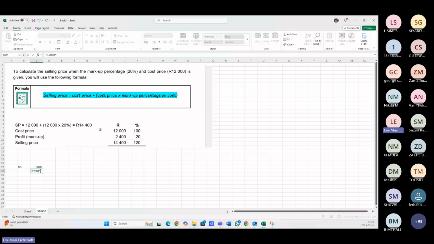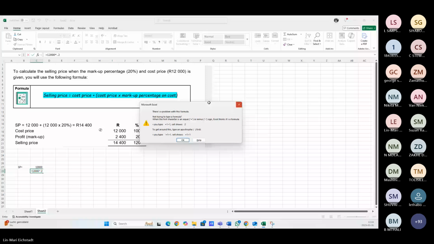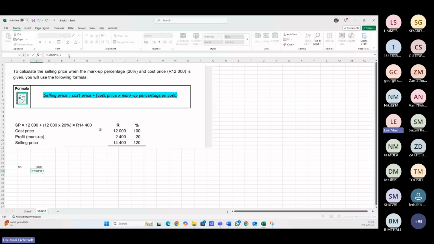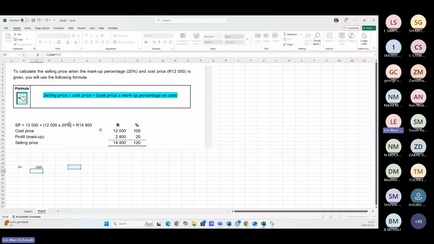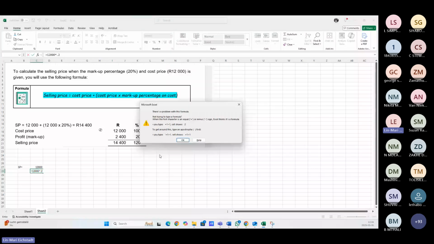Oh, sorry, give me a second. Doing something wrong here. Okay, so we have our 12,000 times our 20%. I don't know why it's not allowing me to do that. Maybe I have to use a comma.